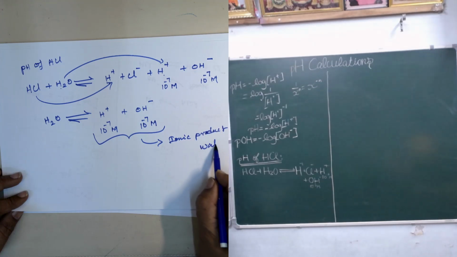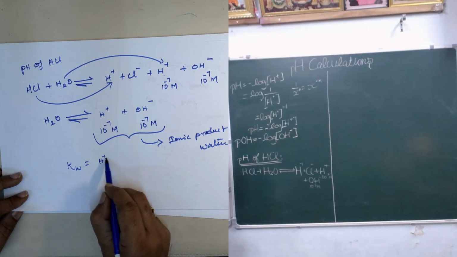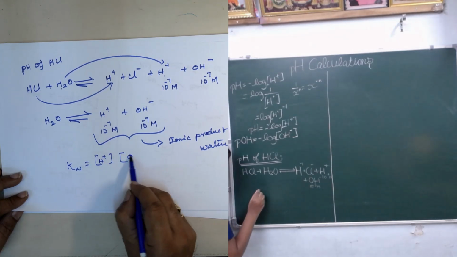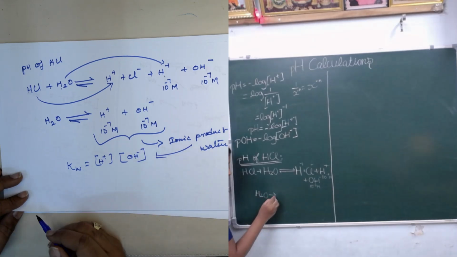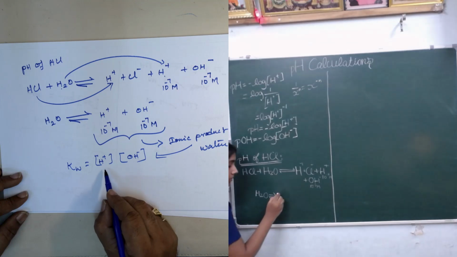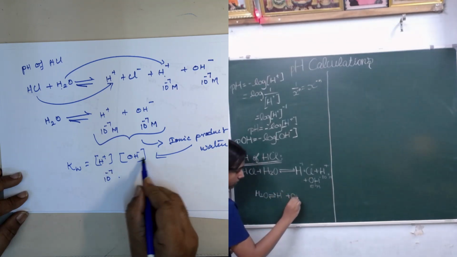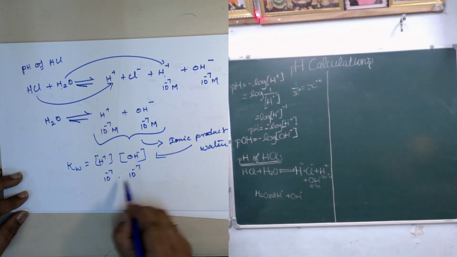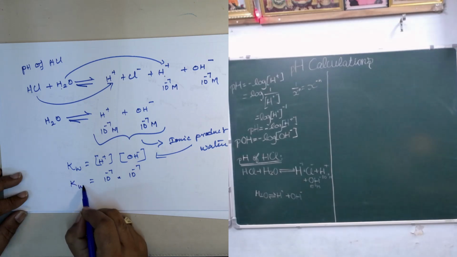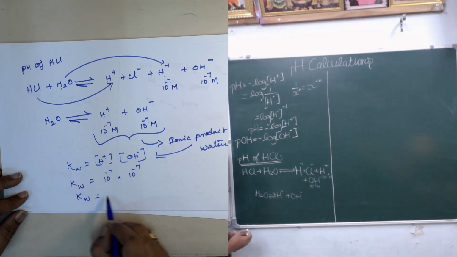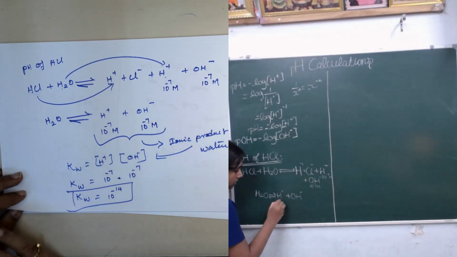So what do you mean by ionic product of water? It can be called Kw also, that is equal to H plus concentration into OH minus ion concentration. This is called the ionic product of water. This H plus we know is 10 power minus 7, and this is also 10 power minus 7. They are equally present. So that is why the Kw value is 10 power minus 14.